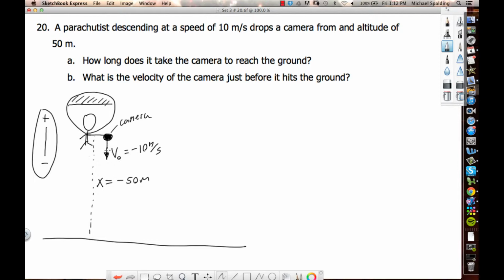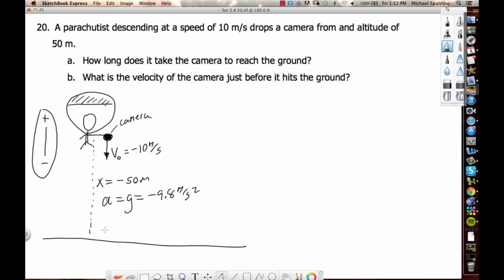Okay, there's one other piece of info we know that's not said in the problem: the acceleration. As the camera falls, we know the acceleration is equal to gravity. This is a free fall problem, which is why we're going to watch the free fall video today. Gravity equals negative 9.8. Okay?